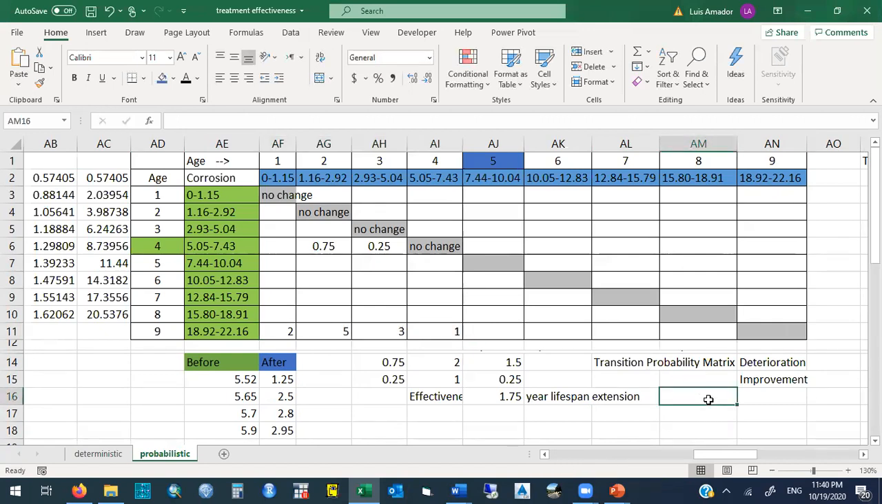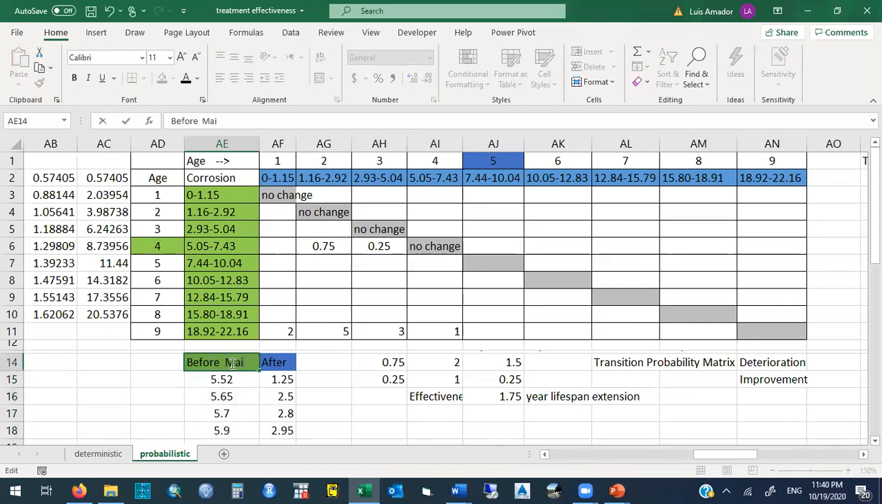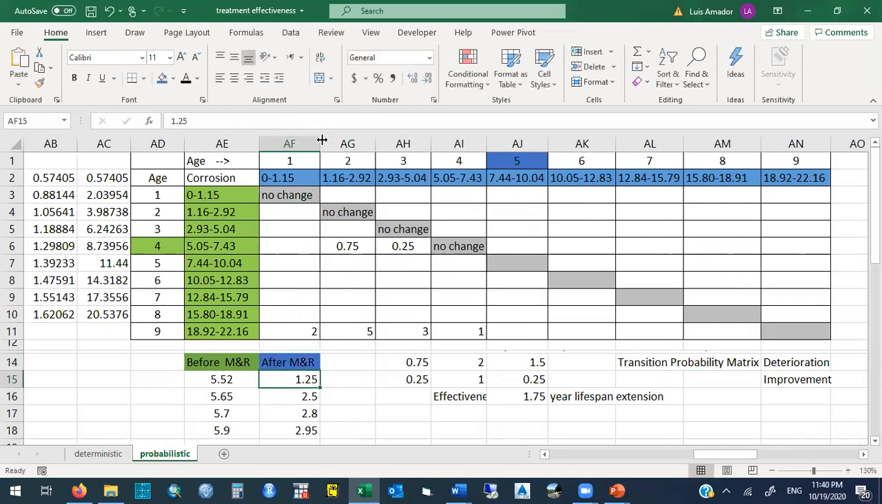Sorry, Professor. The terms before and after are related to the corrosion or maintenance or something? Yes, exactly. It's before maintenance and rehabilitation, and this is after rehabilitation. Before rehabilitation, yes, and after. Thank you. Yes.